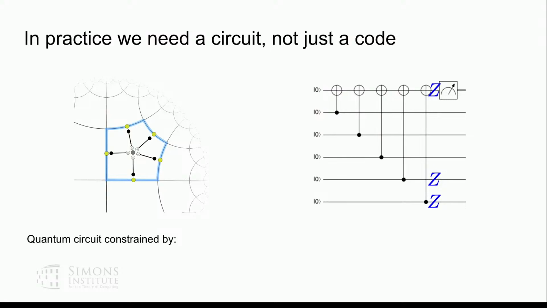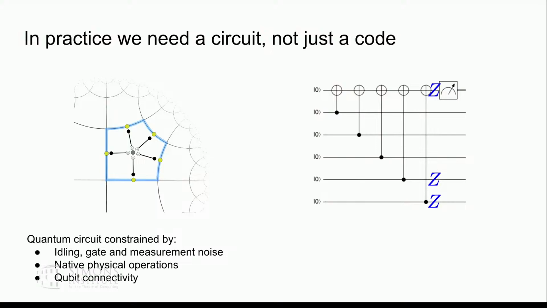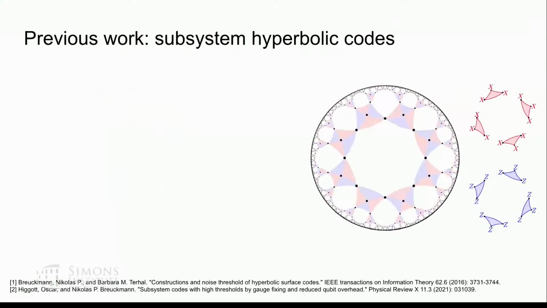And so we care about a circuit, not just a code. This quantum circuit is constrained by the idling, gate, and measurement noise of the device, and the native physical operations and the qubit connectivity, both the degree of connectivity and the geometric locality. And so in this work, we're looking at improved circuits for hyperbolic codes for certain noise models.